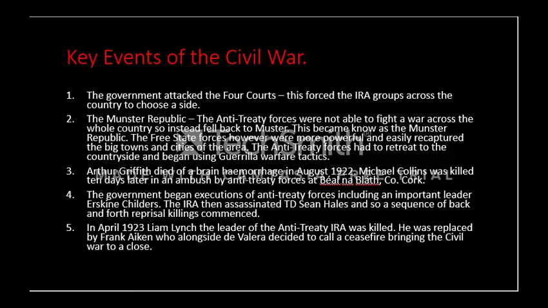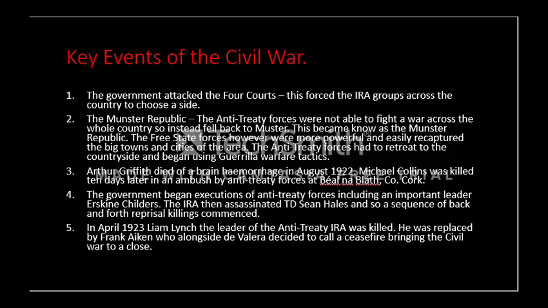The government then began executing anti-treaty forces, so they stepped up their fight against them and they executed prisoners. This included an important leader called Erskine Childers. Don't confuse him with his son, also named Erskine Childers, who would later become President of Ireland. But this Erskine Childers, the father of the president, was executed by the Free State government because he was the leader of the anti-treaty forces.